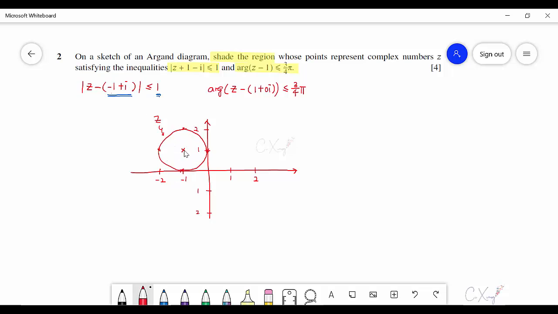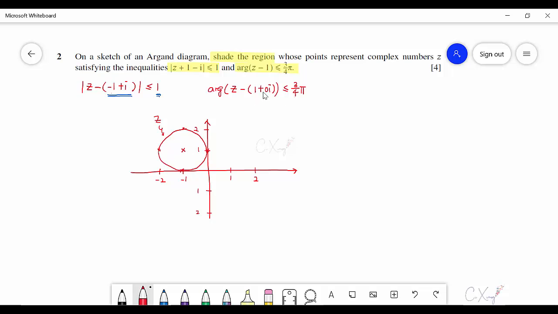Okay, all the area inside the circle, because any point located inside this circle, or on the line of the circle, means that it is smaller or equal to 1. The distance from z, the locus from the center, is smaller or equal to 1. Okay, so this is our first inequality.